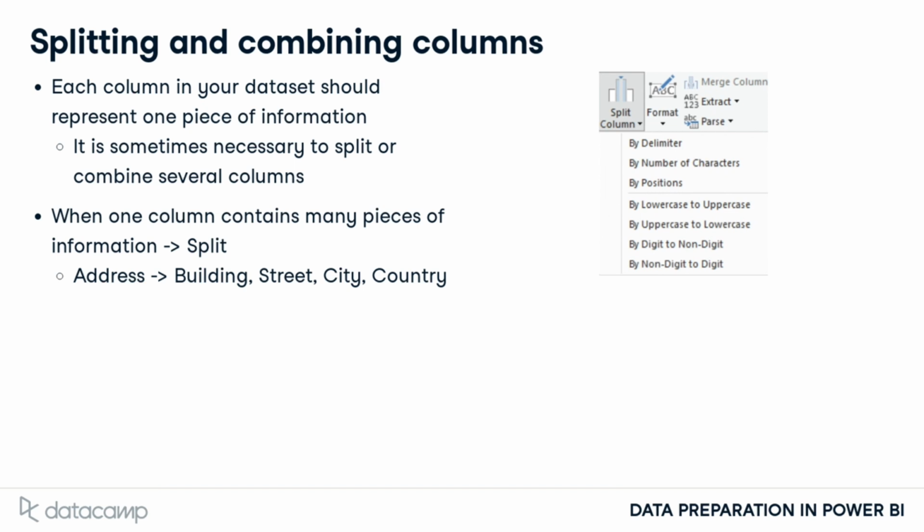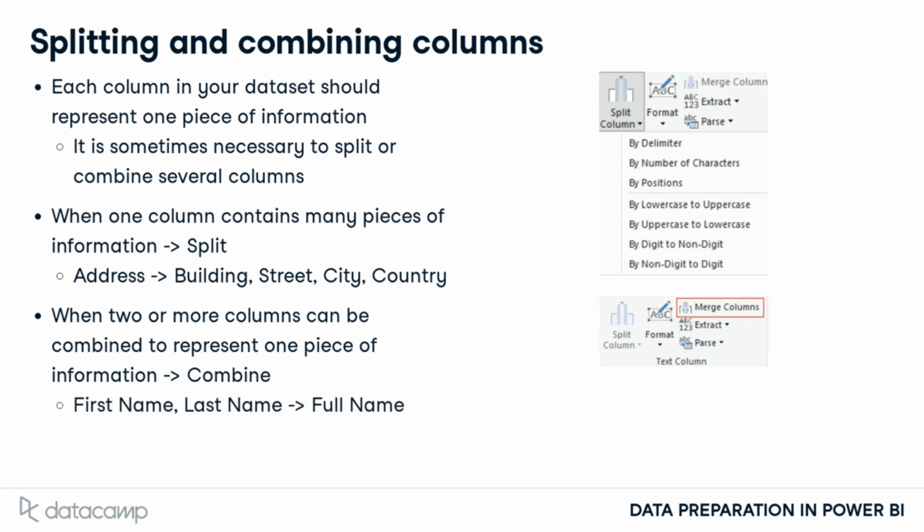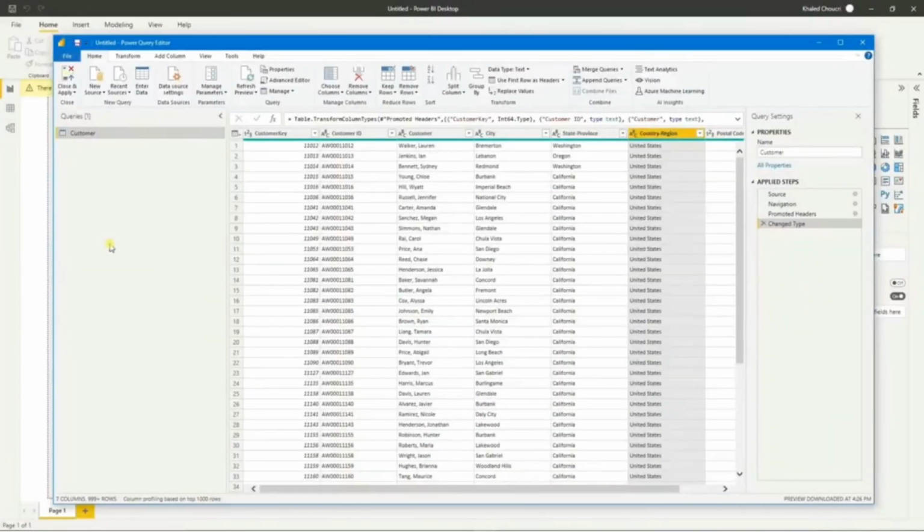Sometimes two or more columns in your dataset are more useful when they are combined. This is not a general rule, but will depend more on your analysis needs. A good example is combining first name and last name into a single name column. Let's explore some of the powerful features that Power Query has for manipulating text data.